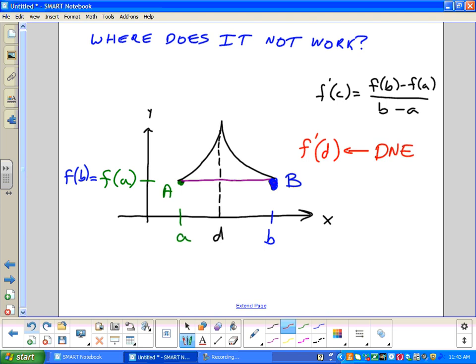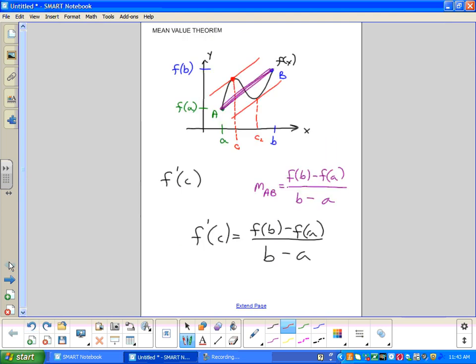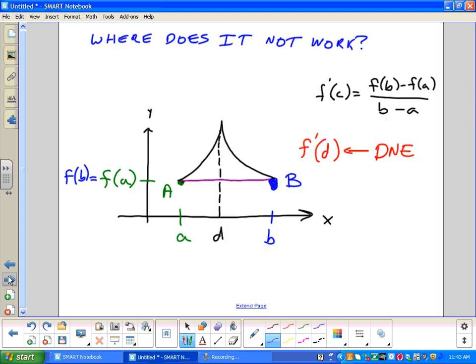And thus, the mean value theorem doesn't happen here. There is not a spot where this curve's slope is 0. So now we've come all the way through and we've set some rules. We've talked about the mean value theorem being the instantaneous rate of change being equal to the average rate of change when the function is continuous and differentiable.